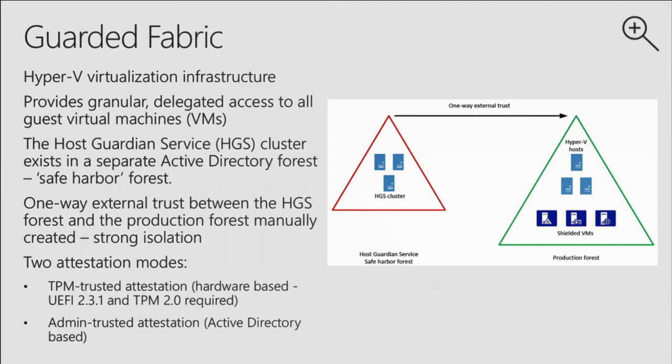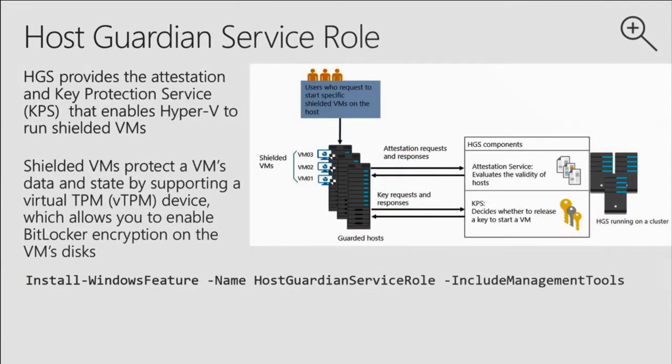We are using 2 attestation modes: TPM trusted attestation or admin trusted attestation. So you know the issue that guarded fabric is solving. It's basically protecting the virtual environment from malicious admins, and also machines from being exported or just copied from a data center and started on another host machine which is not trusted. We have some more explanation in the next slides.